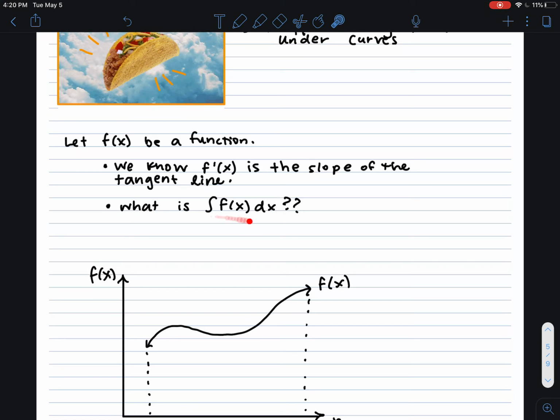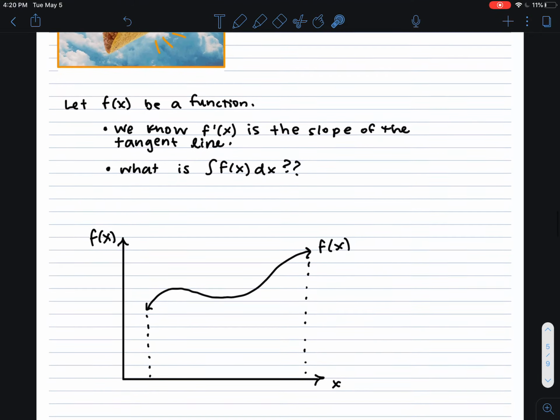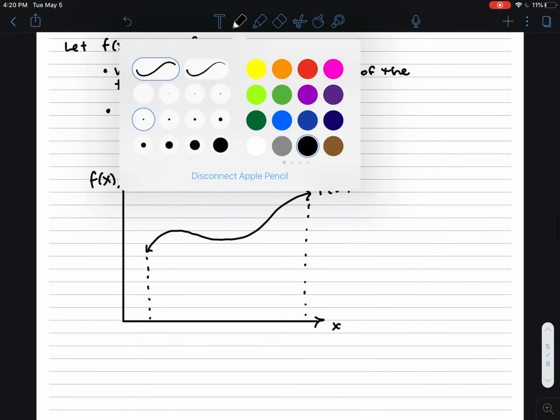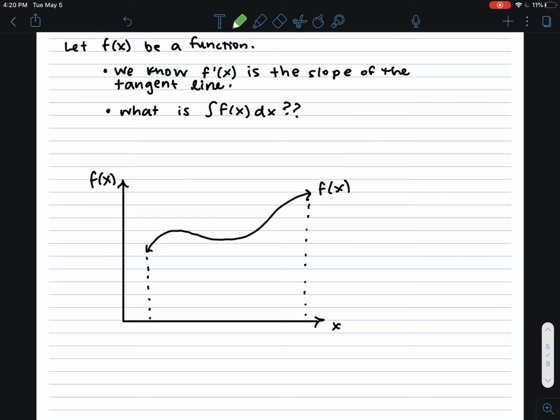So what does this represent geometrically? Because geometrically, the derivative is the slope of a tangent line. What is the integral geometrically? The answer is that it's the area under the curve, where the curve is f of x. So basically that's just the area between f of x and the x-axis.